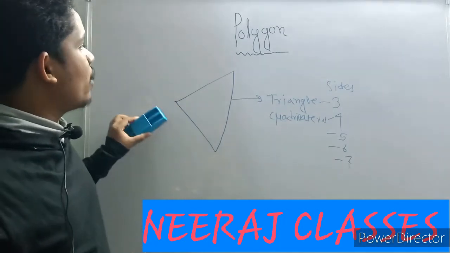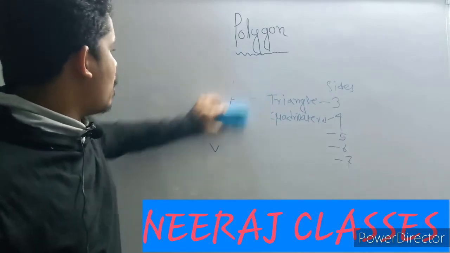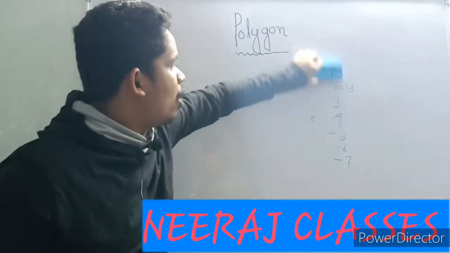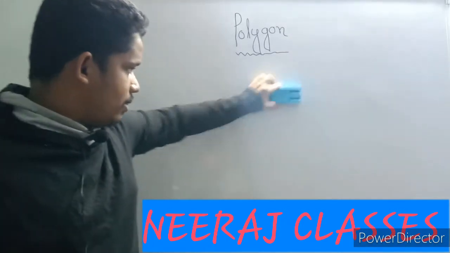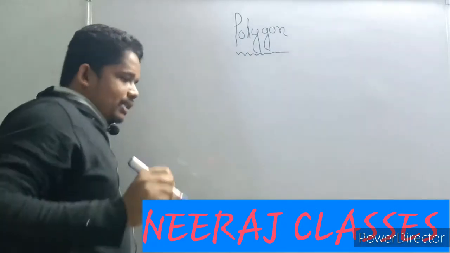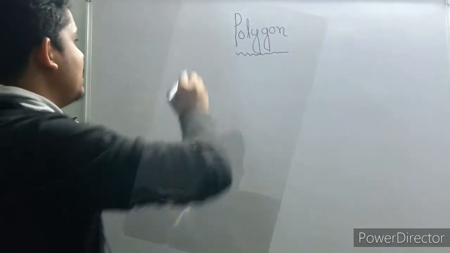Today we will focus on the quadrilateral. To be a quadrilateral, how many sides do we require? We require only 4 sides. Before talking about the quadrilateral, you need to know about two things: one is the exterior angle, and the other is the interior angle.